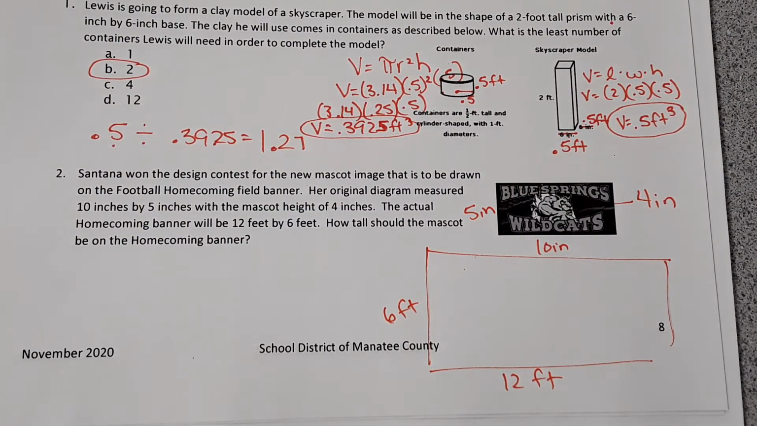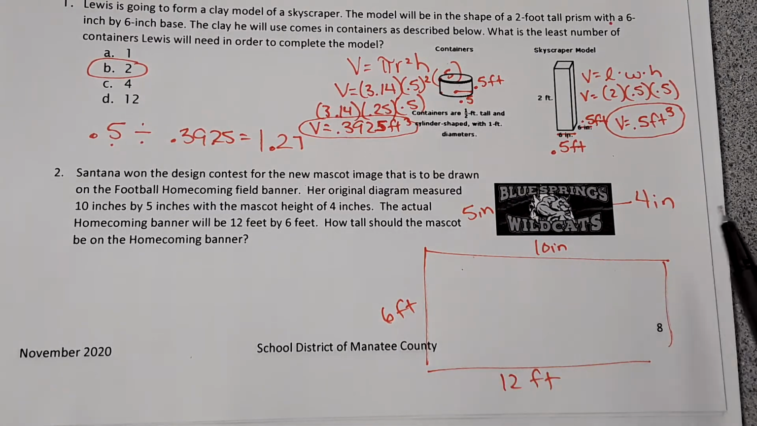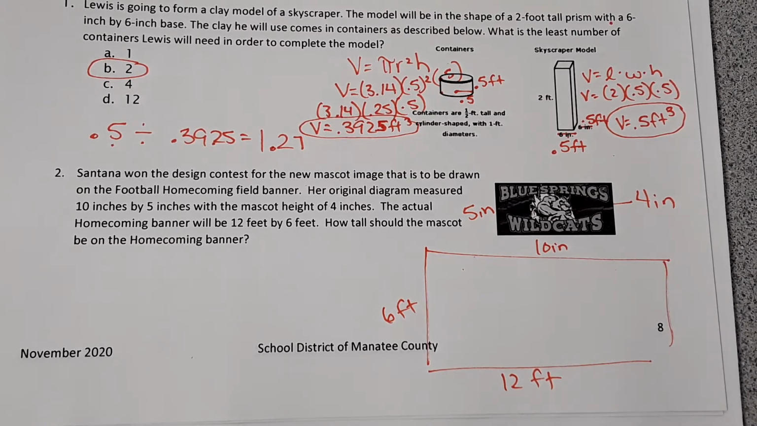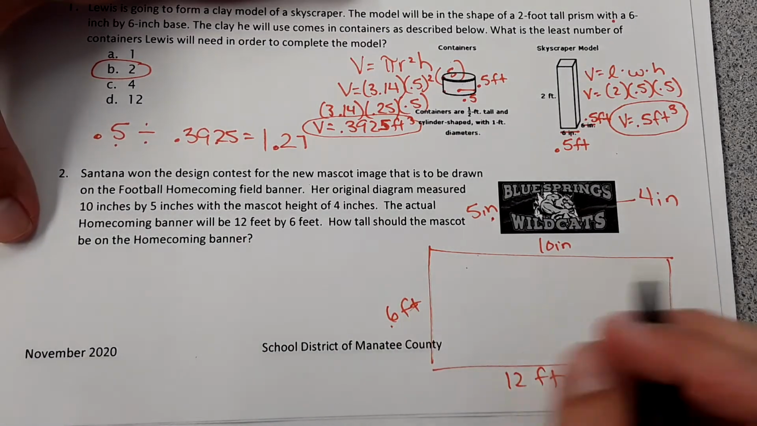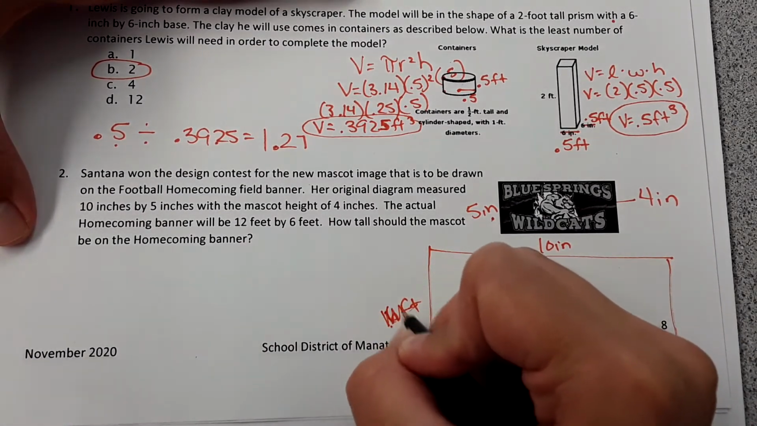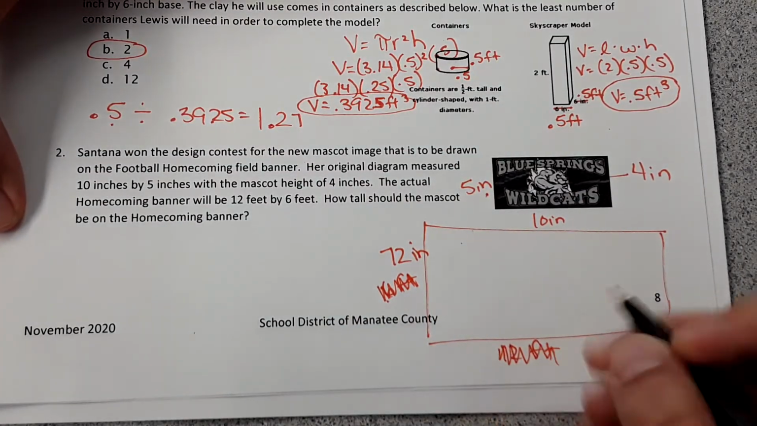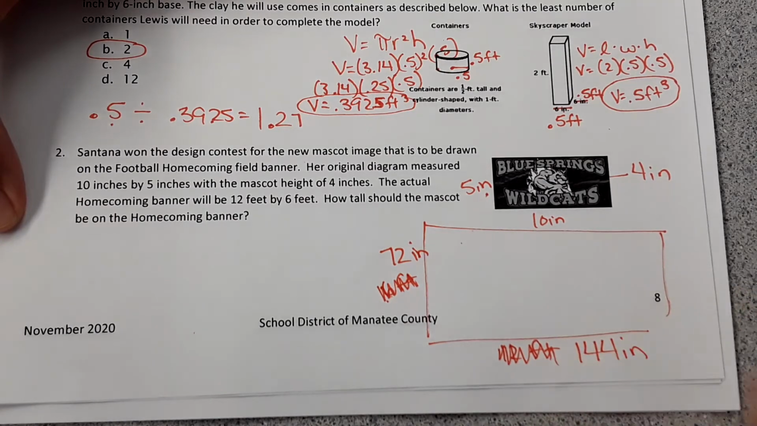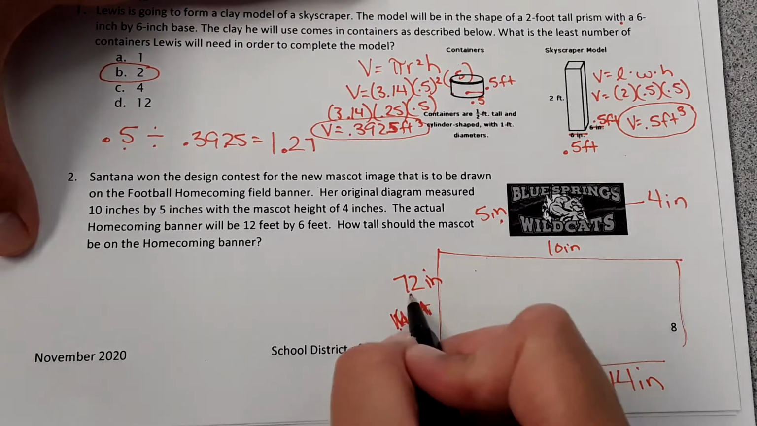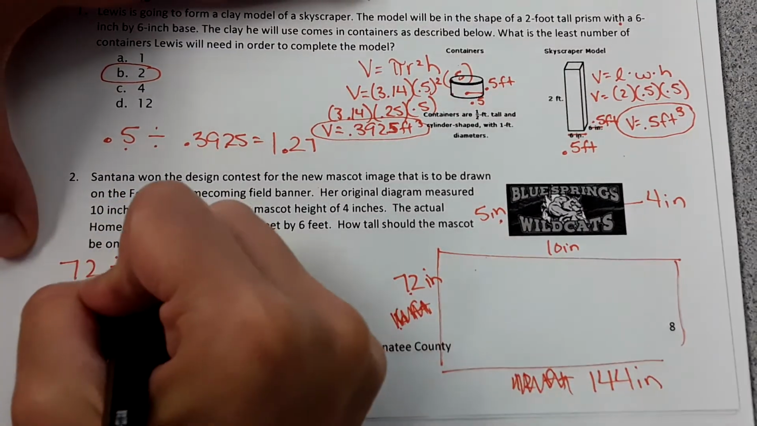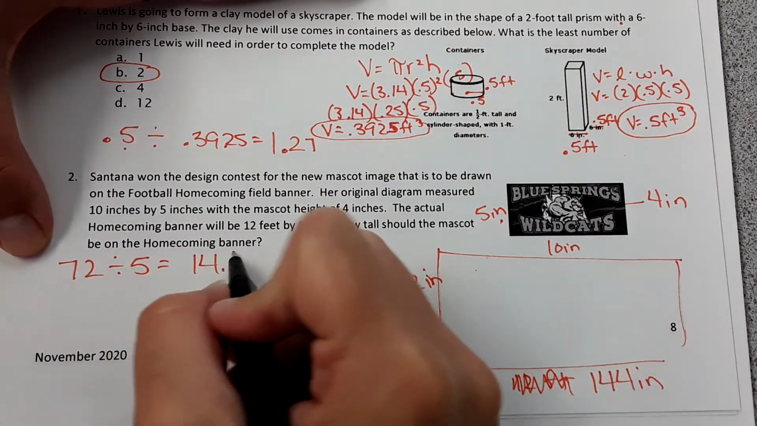So what we have to do is figure out how many times bigger this is compared to this, and then we can take that number and multiply it by 4 to figure out how big the mascot will be. Problem is we are in inches and feet. We need to be in all the same unit. So I'm going to change this into inches. 6 feet, 6 times 12 is 72 inches. And 12 times 12 inches in a foot is 144 inches. Now I'm going to take 72 divided by 5 to figure out how many times greater it is. 72 divided by 5 is 14.4 times bigger.